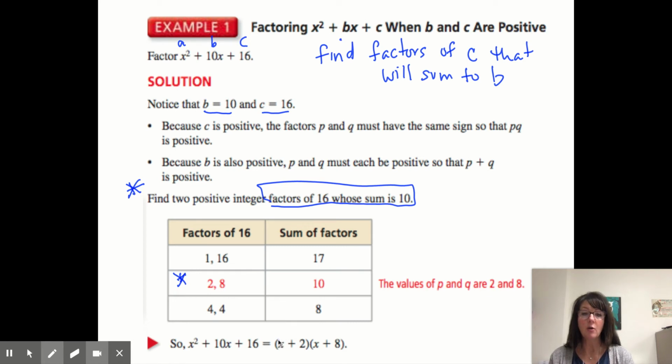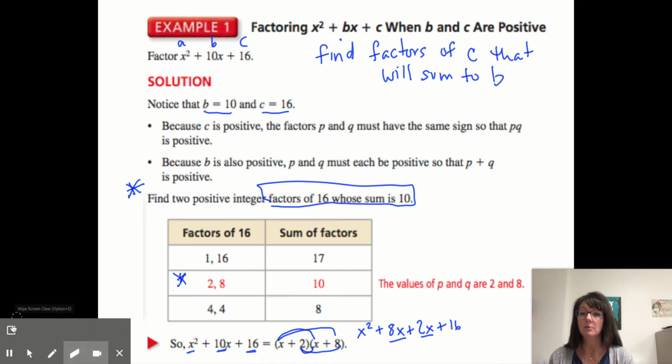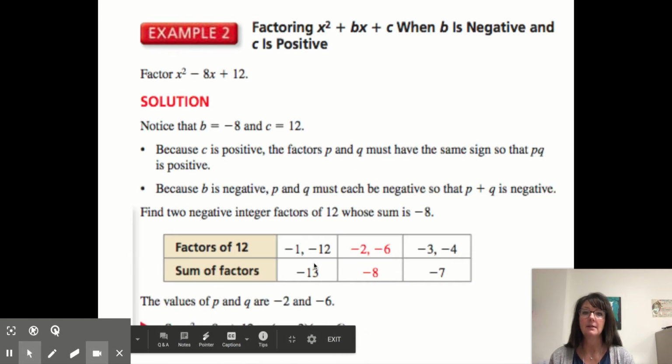And then if we check our work, the first terms multiply to our x squared. The outside terms give us x squared plus 8x. Inside we get plus 2x. And then finally our last terms give us that 16. And you can see that the like terms that we want to combine sum or add to this 10 right here. And of course the last two multiplied to 16. So this is where they're all being connected. Let's give it a try.